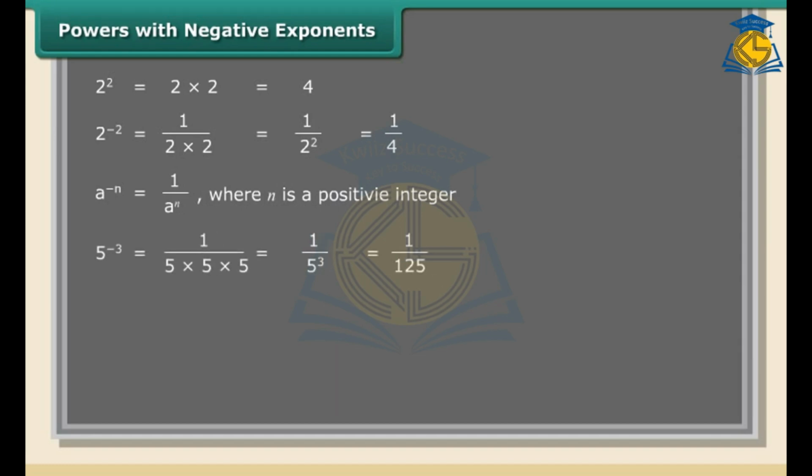5^-3 = 1 upon 5 × 5 × 5 = 1 upon 5^3 = 1 upon 125. 10^-1 = 1 upon 10. 10^-2 = 1 upon 10 divided by 10 = 1 upon 10 × 10, which equals 1 upon 100, which is equal to 1 upon 10^2.